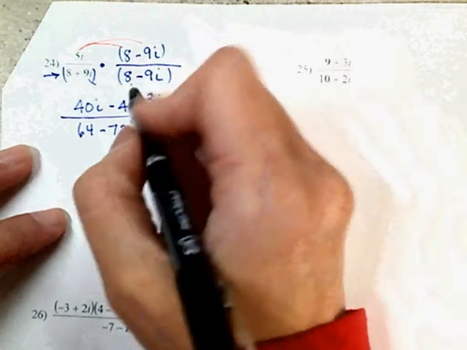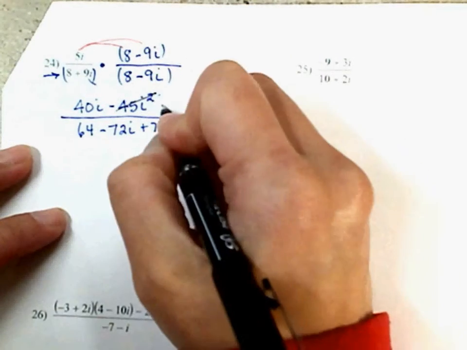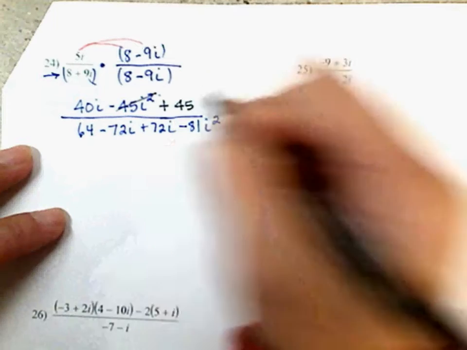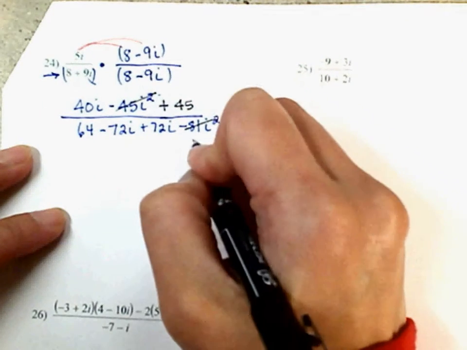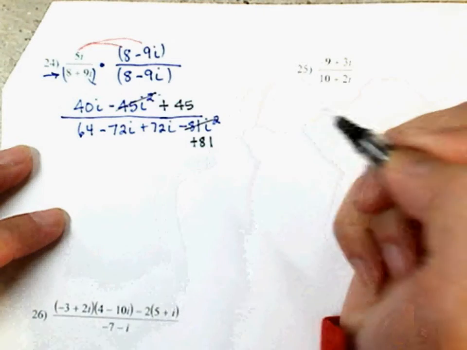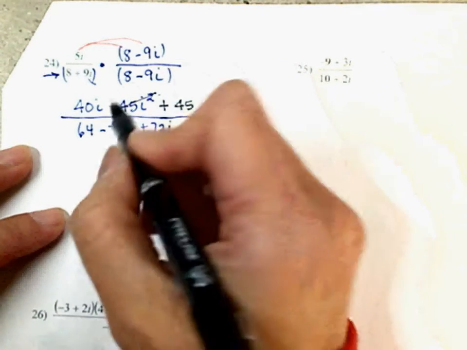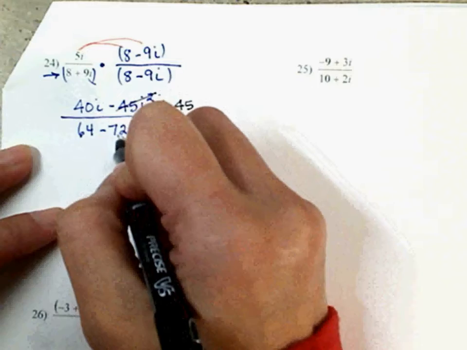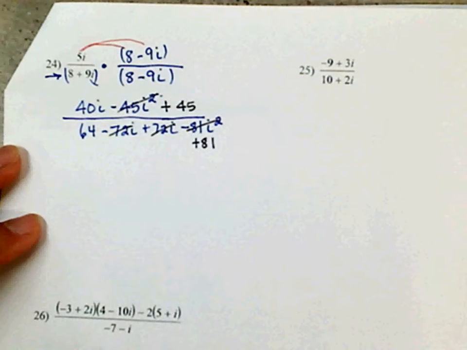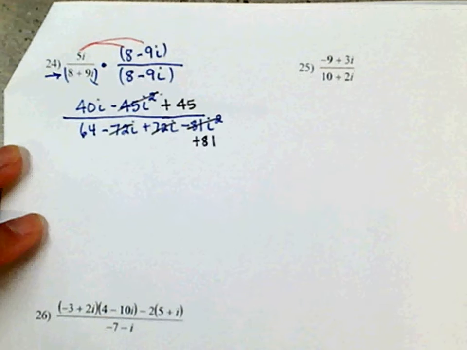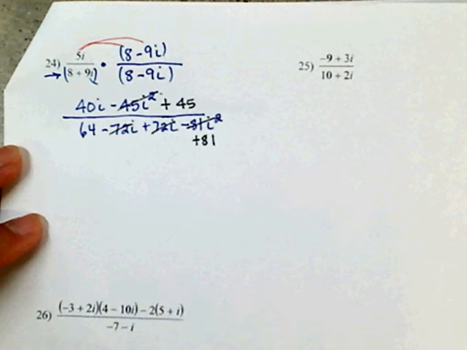Cancel a few things. Change this. Times negative 1 becomes a positive 45. Negative 81 times negative 1 becomes a positive 81. Okay. What happens to these two terms in the middle? They cancel out every time. If they don't cancel out, you're not multiplying it right. The bottom should always cancel out in the middle.